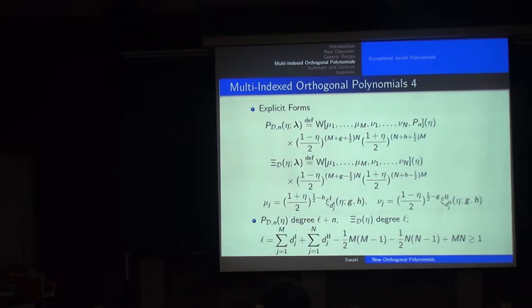And since these are just Wronskians of the polynomials, you can easily know the degrees. The degrees are the sum of the degrees of the original seed functions, and certain combinatorial factors must be subtracted. This is always greater than 1.